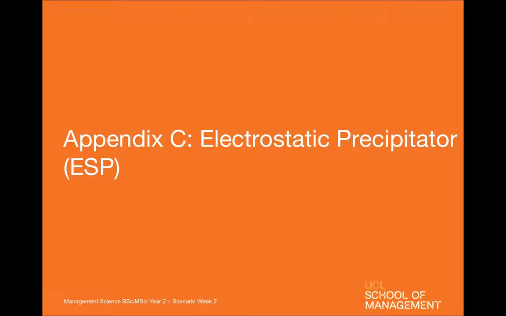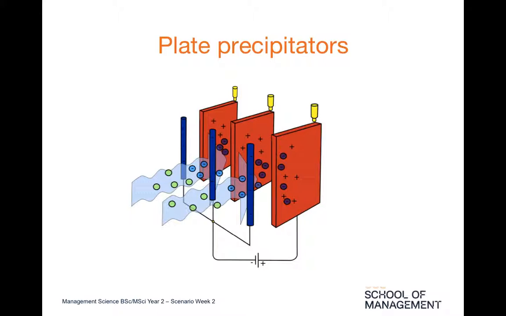Appendix C is about ESP. The most basic precipitator contains a row of thin vertical wires followed by a stack of large flat metal plates oriented vertically. The air or gas stream flows horizontally through the spaces between the wires and then passes through the stack of plates. As you can see, the wires will negatively charge the particles, which will then be attracted to the positively charged plates. So the particles are extracted from the gas flow.